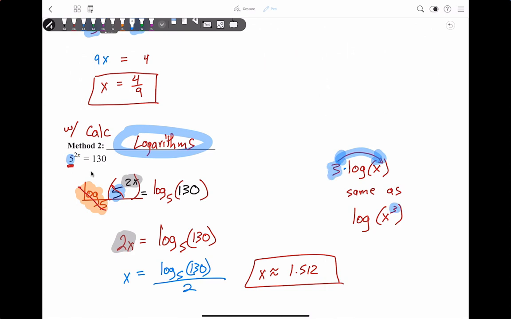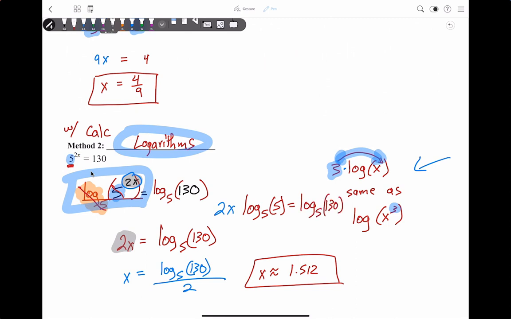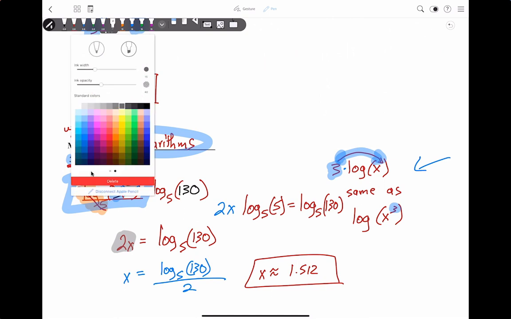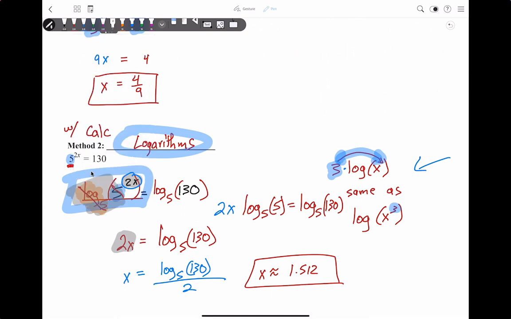So over here, when we had log base 5 of 5 to the 2x, what we could have done is we could have written this power, just like I showed you here. We could have moved the 2x so that it was in front of this log base 5 of 5. So 2x times the log base 5 of 5. And that's equal to what it has on the other side, log base 5 of 130. And just like it canceled right here, let me show you right here, it can also cancel this to 1.